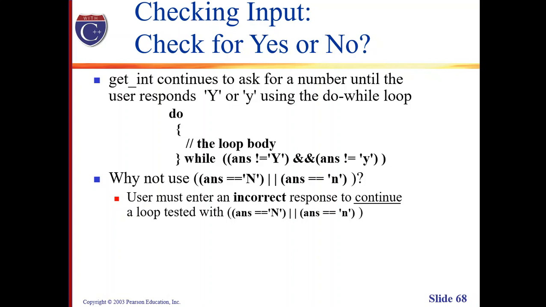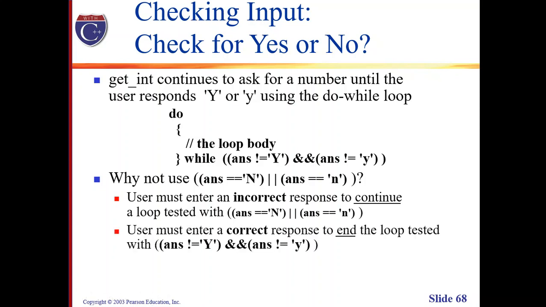If that will be the case, the user must enter an incorrect response to continue a loop tested with the following Boolean operation, which of course is quite confusing. On the other hand, if we are going to use this approach, then the user must enter a correct response in order to end the loop tested with answer of yes.